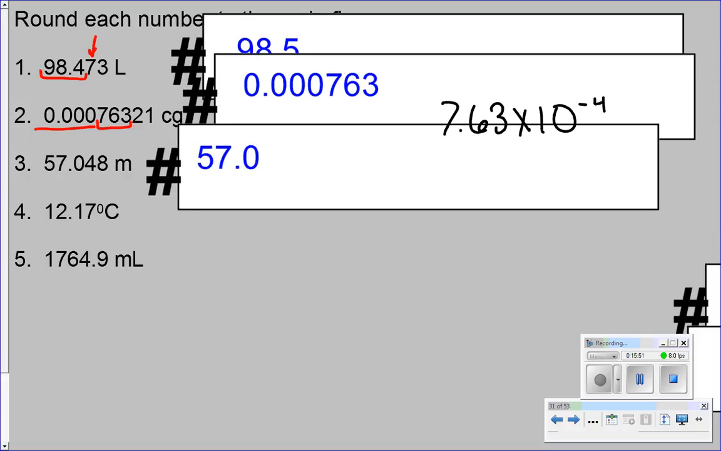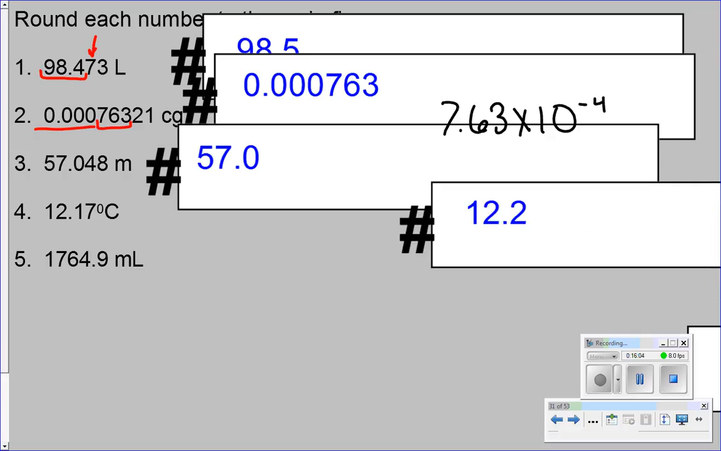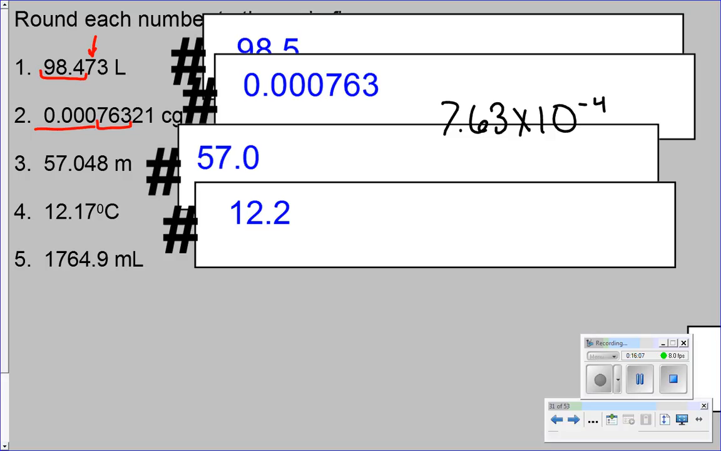So number 3 with 3 sig figs, you do have to show that decimal, that 0 after the decimal. If you show just this, you are not showing 3 sig figs. You're only showing 2. So you do have to have that trailing 0. 12.2, so we round up because of that 7.